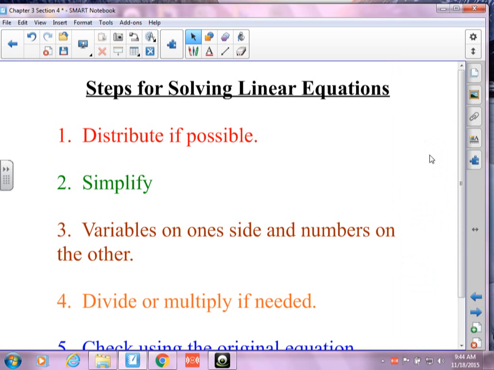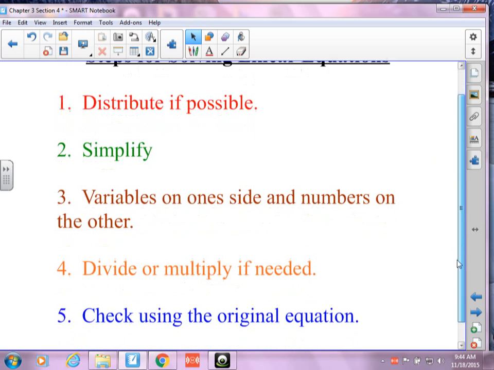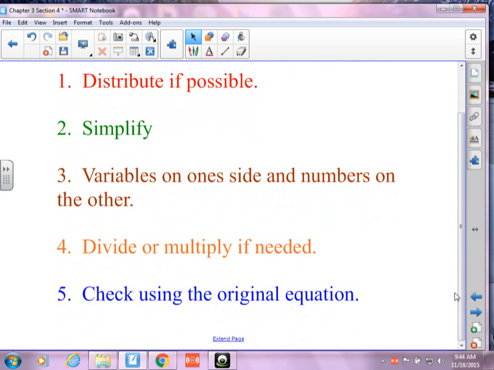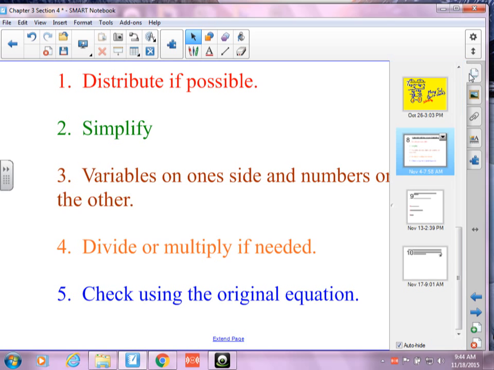Steps for solving linear equations. First of all, distribute if you can. Then try to simplify or combine like terms. Variables on one side, numbers on the other, so you're adding and subtracting. Divide or multiply if needed. We multiply if we have fractions. Remember, we multiply by the reciprocal. And then we check using the original equation. So here's some steps for you, just in case you have some trouble.